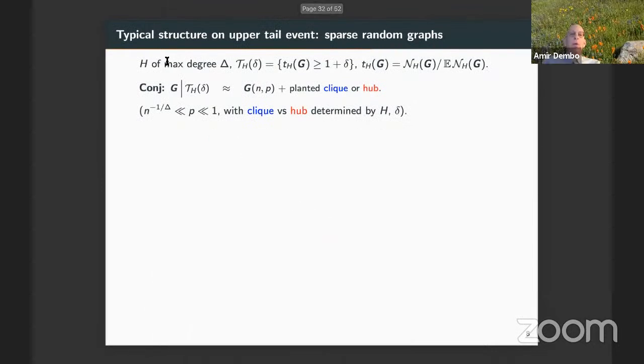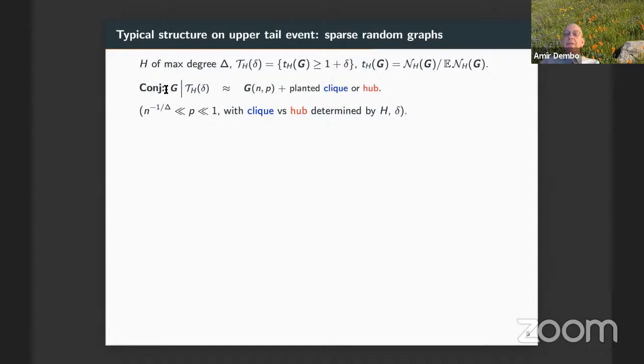So again, we are looking at the typical structure of the upper tail event, as in the second slide of the talk, but now for sparse random graphs. So I remind you what the situation is. We have a fixed subgraph to count, triangle or something more complicated, of maximum degree delta. We calculate the number of copies in our random graph, Erdos-Renyi, divided by its expectation, so it's concentrated around 1. We are looking at the set of graphs whose value exceeds by a fixed amount delta the typical value. And we want to study the graph conditioned on this rare event. How does the graph look when it is conditioned on this rare event?